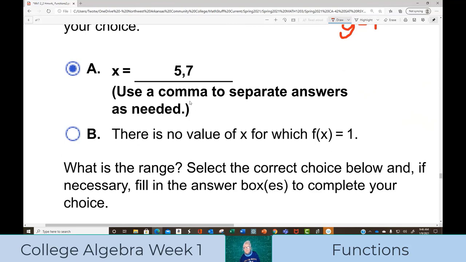So that's why the answer is 5 and 7. Notice how they write it. They don't put parentheses around it. That would say you've got a point, the point (5, 7). That would be totally wrong. You're listing the x coordinates that match up with the y coordinate 1.